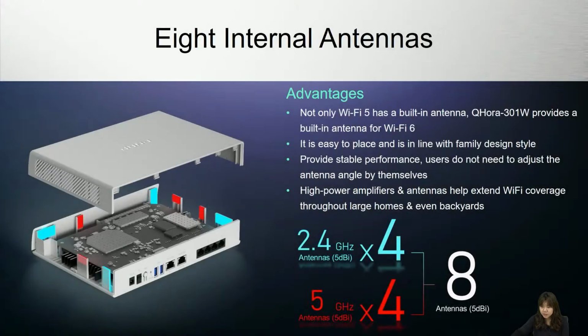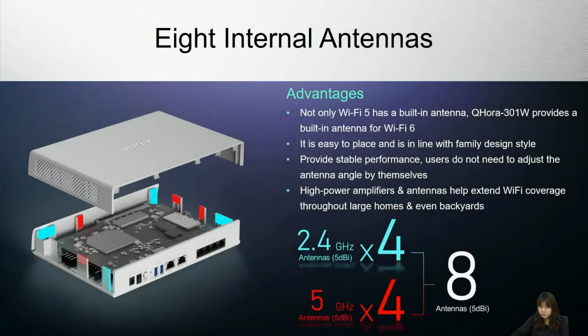For internal antennas, most routers provide antennas only up to Wi-Fi 5. But the QHora-301W will provide 8 internal antennas for Wi-Fi 6. These internal antennas are stationary, so you don't need to adjust the antenna angle, and we have already optimized the signals to support your large homes or backyards.